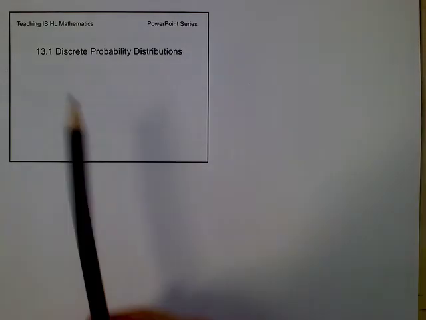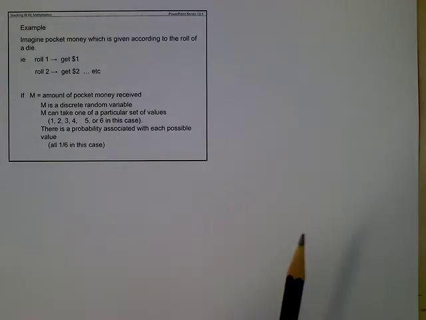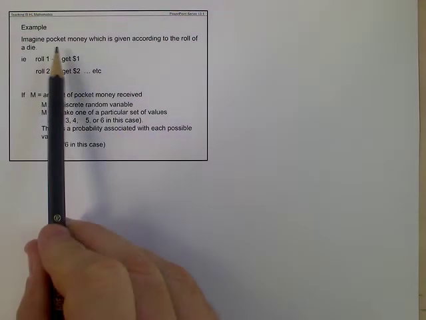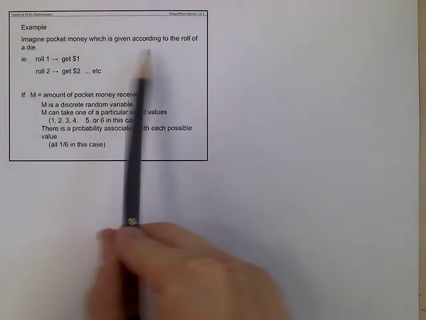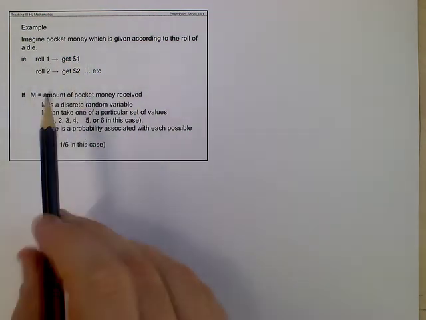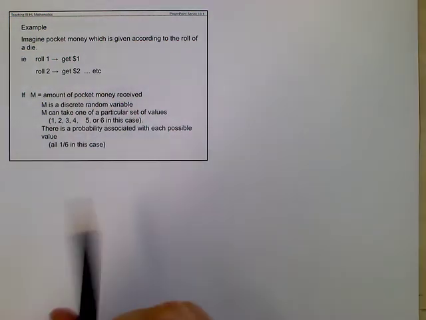Okay, we're going to take a look at discrete probability distributions and what these things may be. We'll start off with an example. Consider that I give out pocket money to my daughter according to the roll of a die. If she rolls a 1, she gets $1. If she rolls a 2, she gets $2. And so on. If she gets a 6, she gets $6.